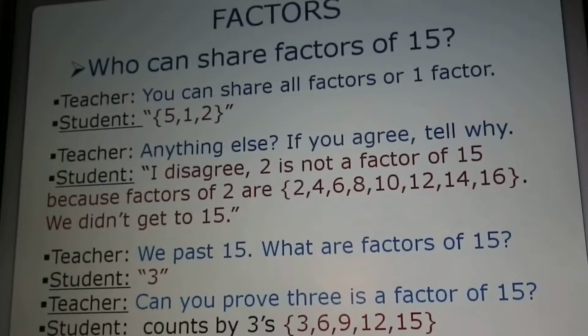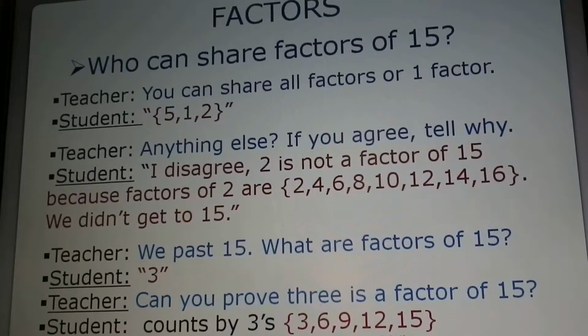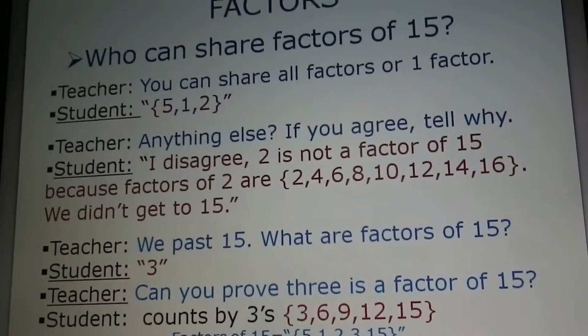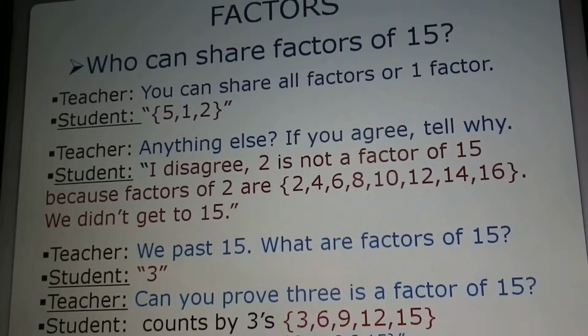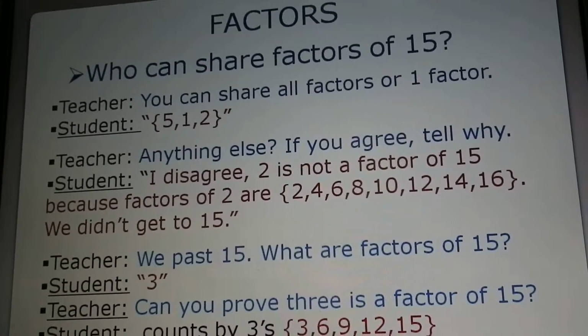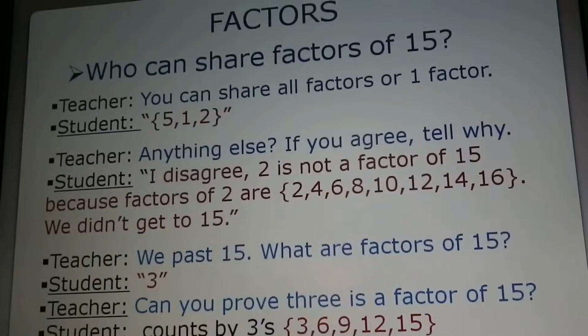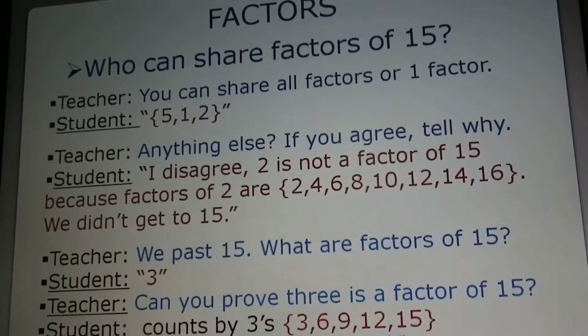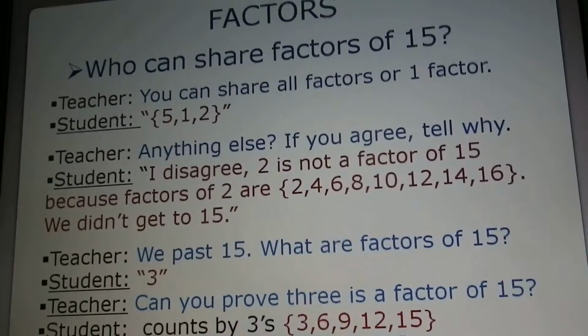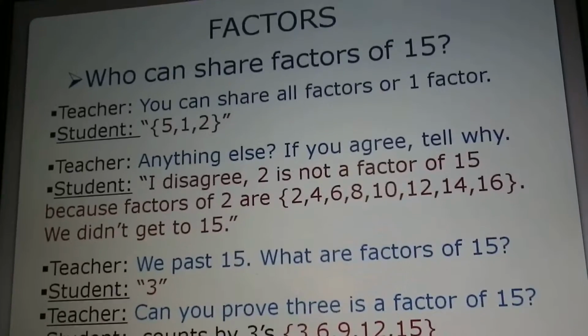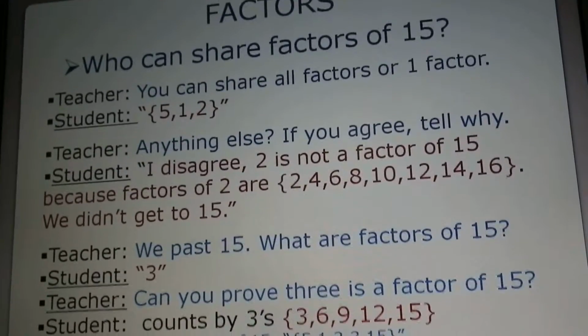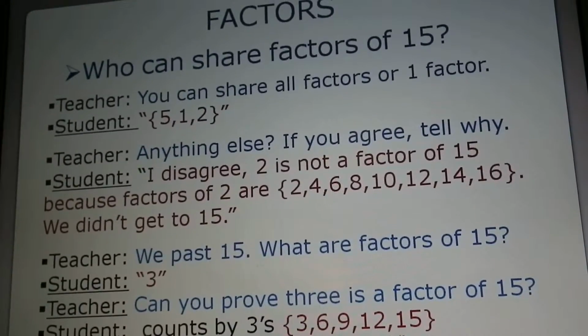So the students had to show factors of 15. One student listed 5, 1, and 2. And I like the way that instead of telling the student they were wrong, he asked the other students if they agreed. And one student disagreed and said 2 is not a factor of 15, and the students had to prove their reasoning. And we also did that in Math 2530. We had to prove our answers.